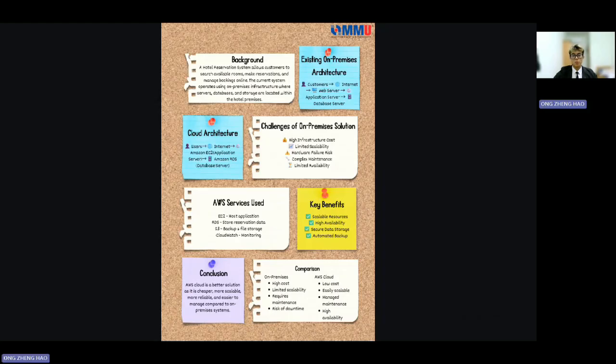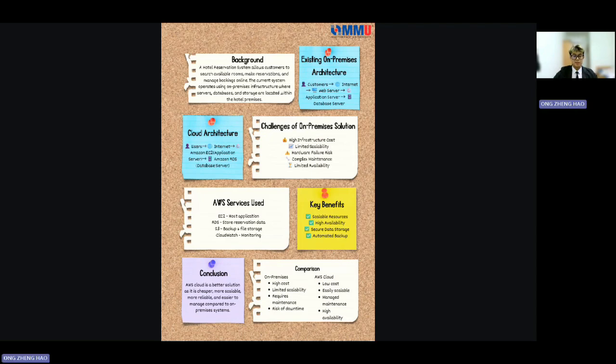Today I will present the comparison between an on-premises solution and a proposed cloud solution using AWS for a hotel reservation system. First, for the on-premises solution, this system requires a high initial cost because the company needs to buy servers, storage, and networking equipment.